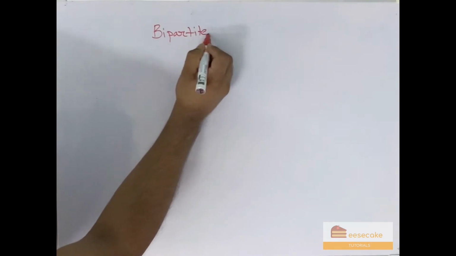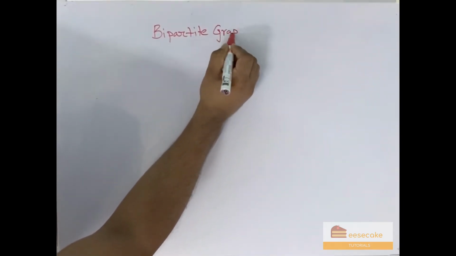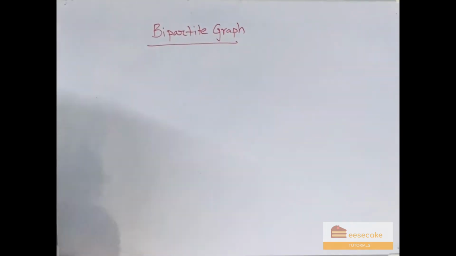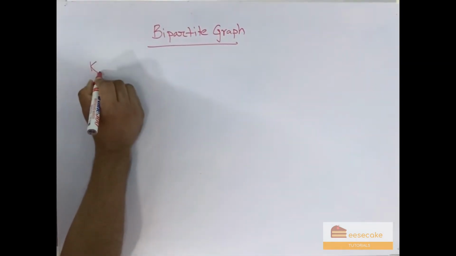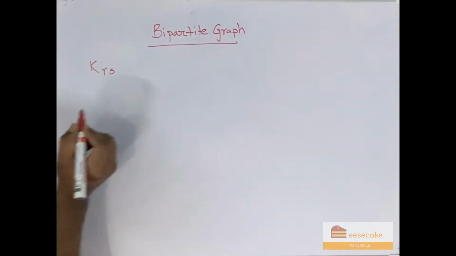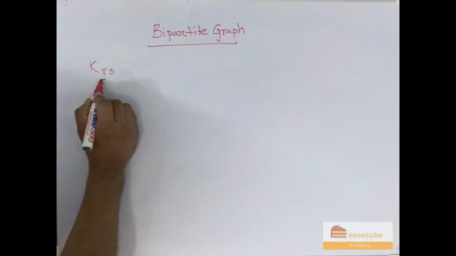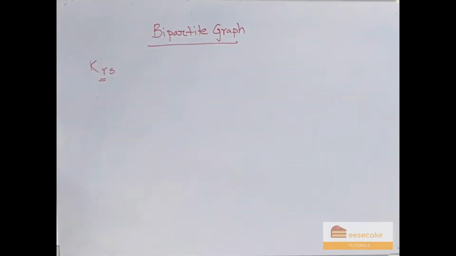Bipartite graph. So what is a bipartite graph? A bipartite graph is denoted by K_RS. Here R is a set of vertices and S is another set of vertices. I will show you with an example how it looks, and from there you will be able to understand what a bipartite graph is.